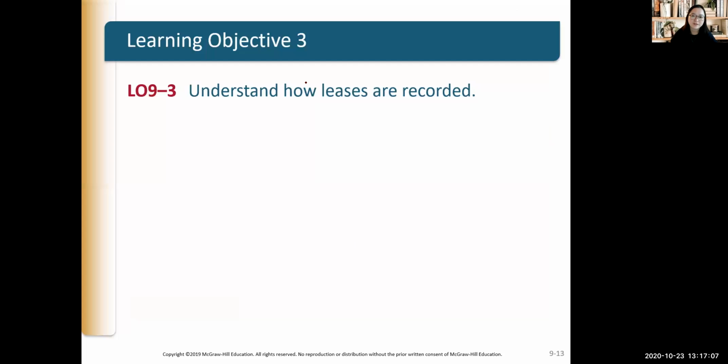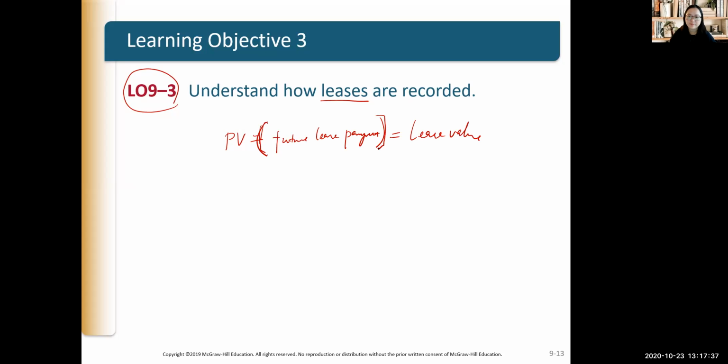Okay, so understanding how leases are recorded. The second topic we'll talk about is lease, and what's most important to know is that the present value of future lease payments equals the lease value. You have to take the present value of future lease payments to calculate the lease value. That's the most important thing we need to learn from this.